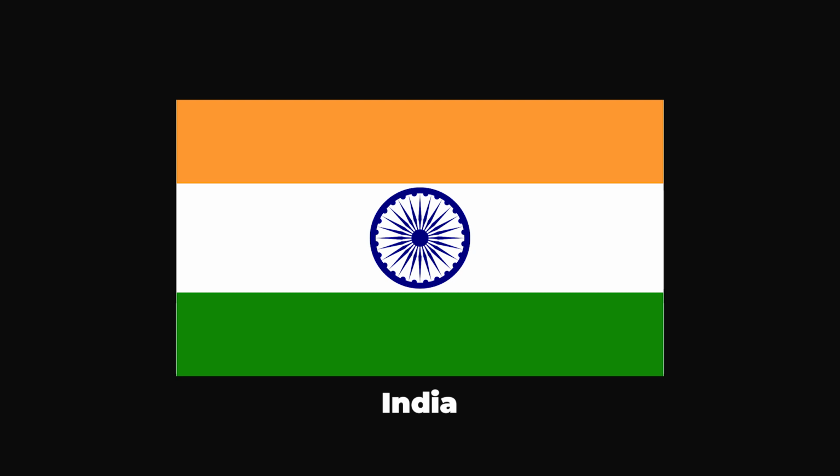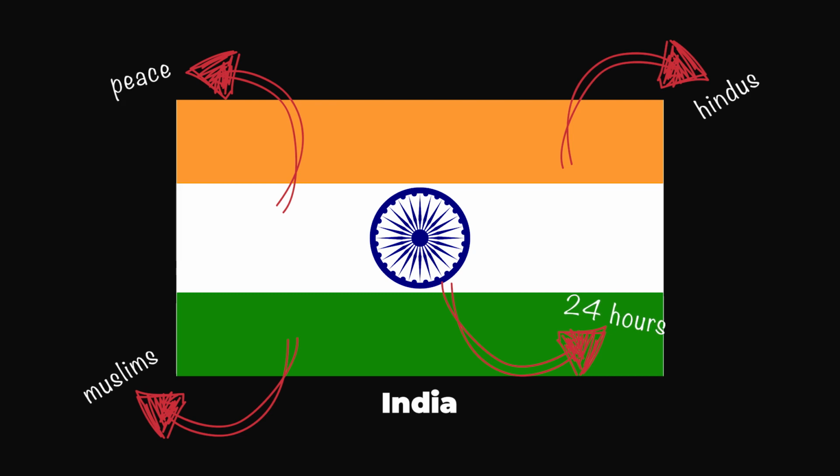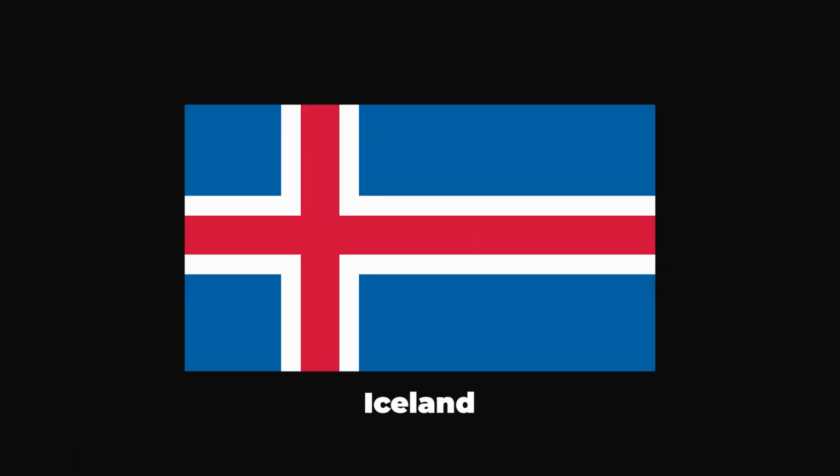When introduced in 1931, the green stripe represented Muslims while the saffron represented Hindus, with the white stripe symbolizing the desired peace between them. The blue wheel in the center has 24 spokes, which represent the 24 hours of the day.